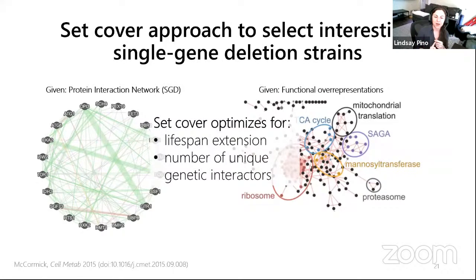I wanted to optimize for single gene deletions that extended lifespan across a range of values. So I didn't want all very large lifespan extensions. I wanted to get a range of lifespan extension. And I wanted to get a number of unique genetic interactions. So I didn't want all gene deletions that were ribosome gene deletions. I didn't want all that were mannosyl-transferase deletions. I wanted to cover as much as possible across the functional overrepresentations and have the most unique genetic interactors, the most unique protein-protein interactions.